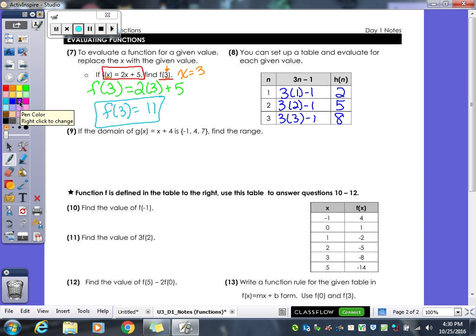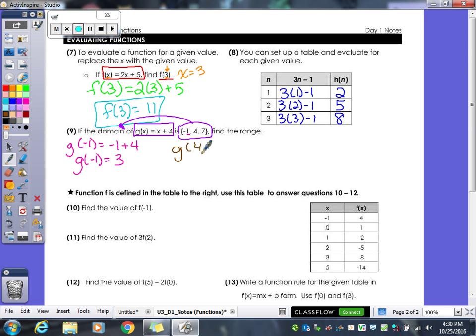Another way they would ask it is they would say the domain of this function here is this. So this negative 1, 4, 7, that is your domain. What they want us to do is find the range that corresponds to that. So the way we figure that out is we plug each of those values in for our x. I would start with negative 1, plug in negative 1, and we would get a 3, because negative 1 plus 4 gives us a 3.